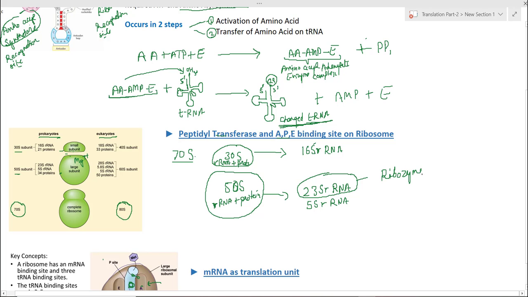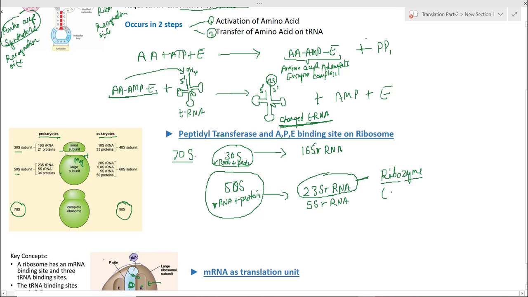Why is it known as ribozyme? Because it catalyzes the reaction like enzymes. This RNA is catalyzing reactions like enzymes. That is why it is known as ribozyme, functioning as an enzyme. RNA is strange. We know that all the enzymes are made up of protein, but this ribosomal RNA also functions as an enzyme and is known as ribozyme.